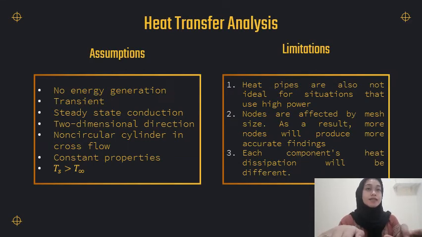And here is the assumption and limitation in heat transfer analysis. For the assumption, it is listed as follows, and for the limitation itself, it is divided into two. For the first limitation, it is the limitation of the using components of the cooling system, and for the second limitation, it is a limitation to conduct the heat transfer analysis.